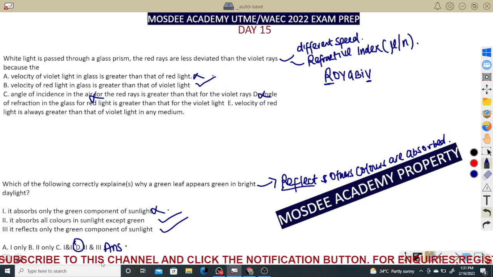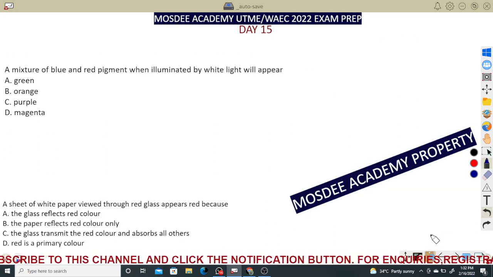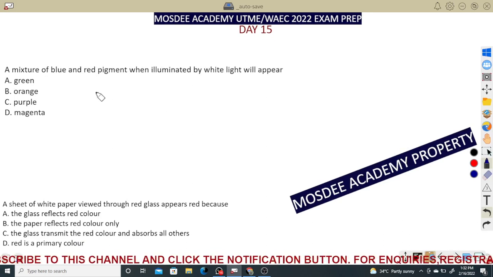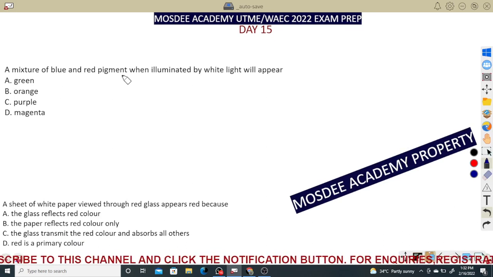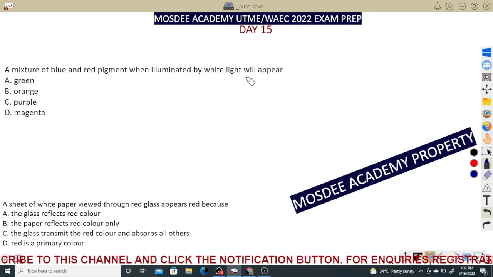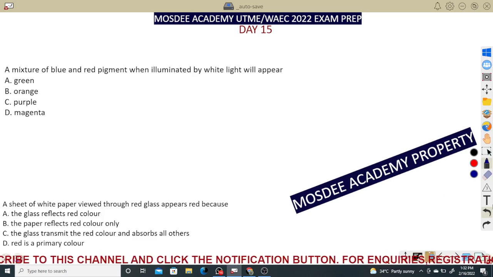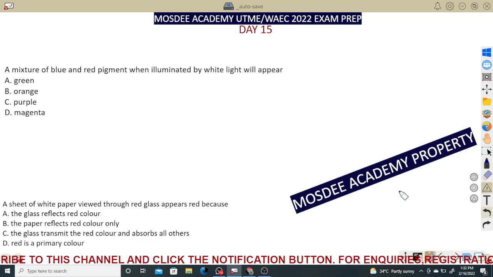We are going to move to the next one, and the next one is the last page for this section on dispersion of light. About that, we have this. A mixture of blue and red pigment, when illuminated by white light, will appear dash. What do you know, guys? Color of objects, color of pigment.